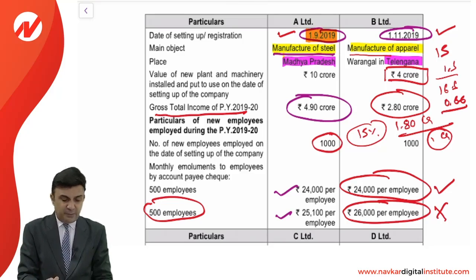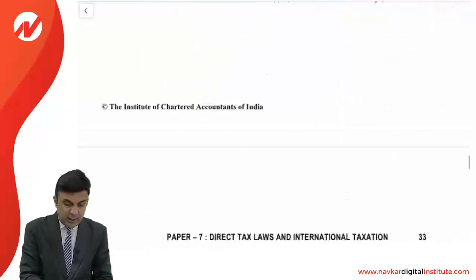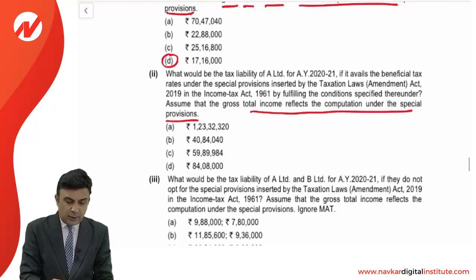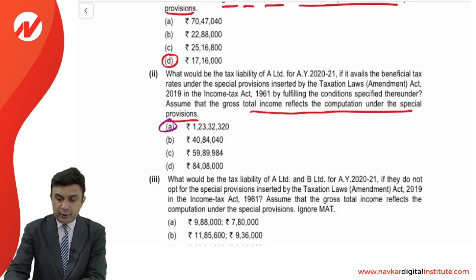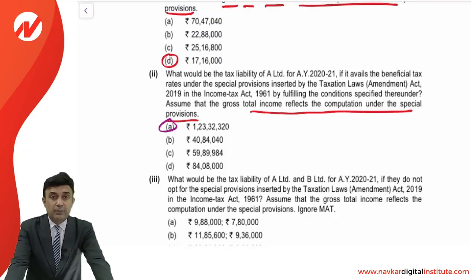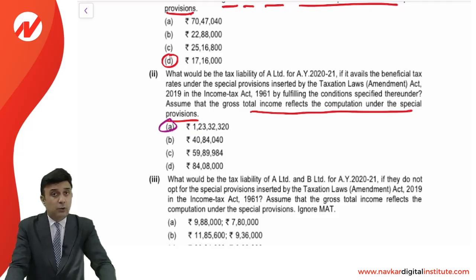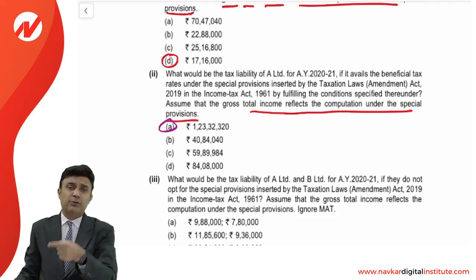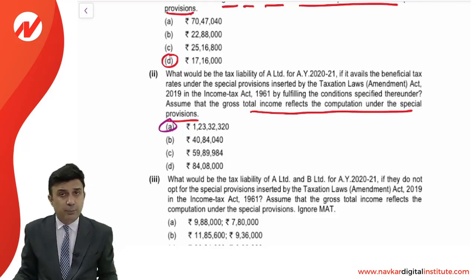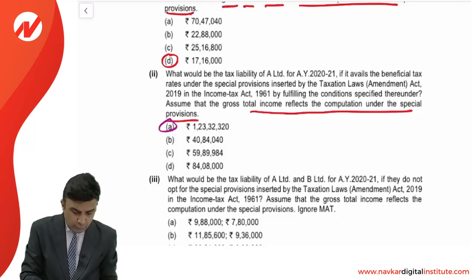So your tax payable will be very heavy, and your tax payable will be 1 crore 23 lakh 32,320. That's what is going to be your answer. JJAA, otherwise eligible, but in this particular sum not eligible. The reason being you have not employed the employee for more than 240 days.